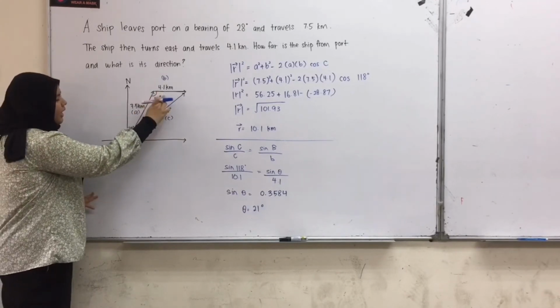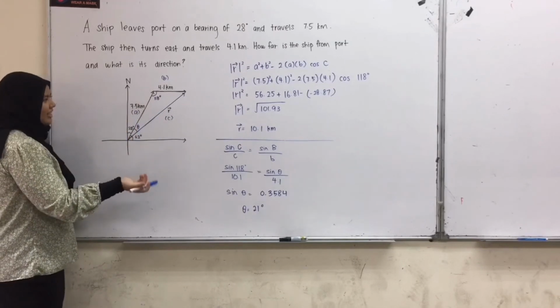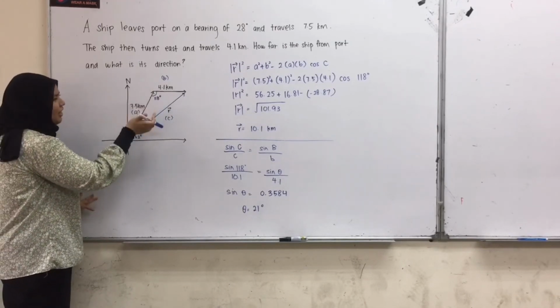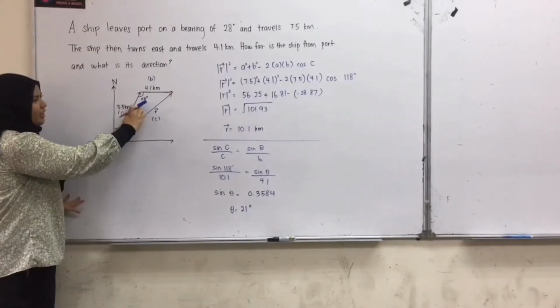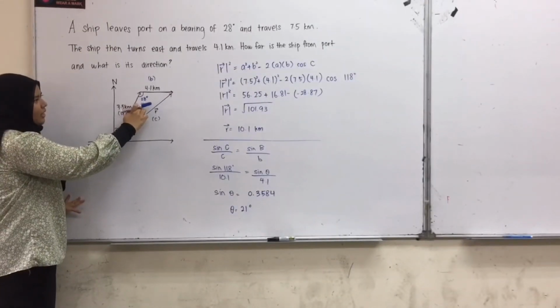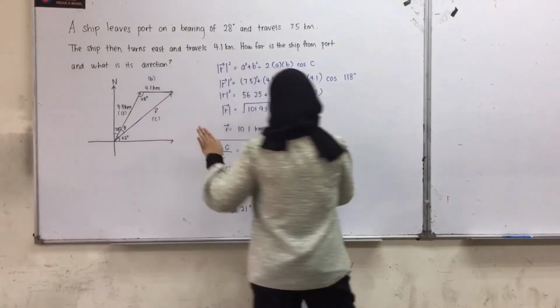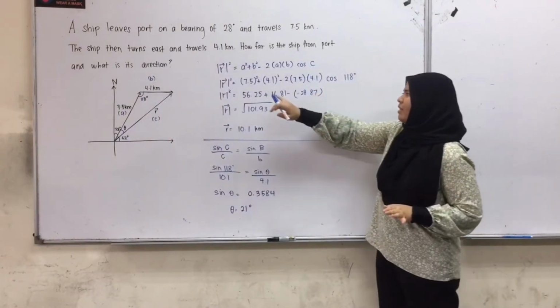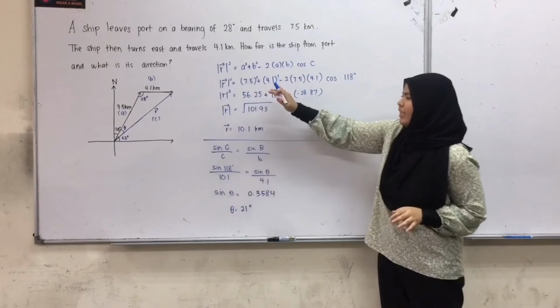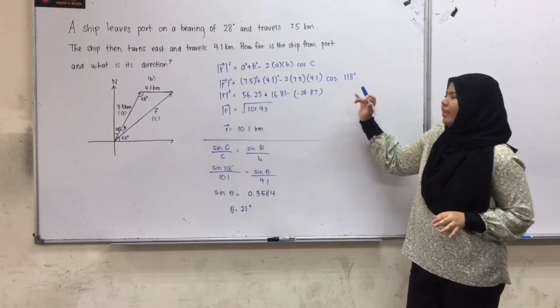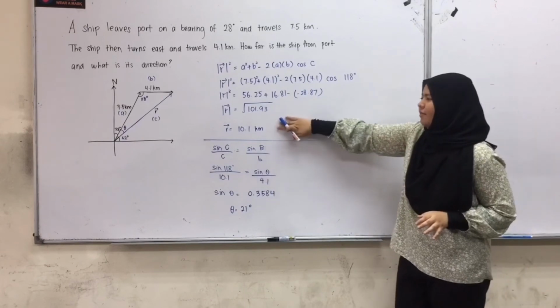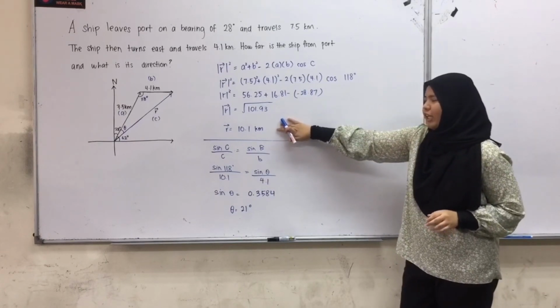And since here and here are interior angles, we have to do 180 degrees minus 62 degrees, and then we get 118 degrees. And this is the C. And then we substitute in the values, which is A is 7.5, B is 4.1, and C is 118 degrees. And then we calculate and we get the magnitude of R is 10.1 km.